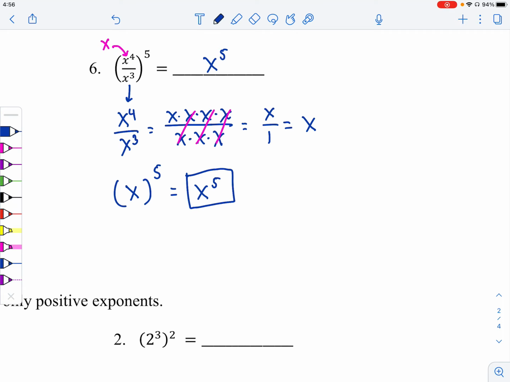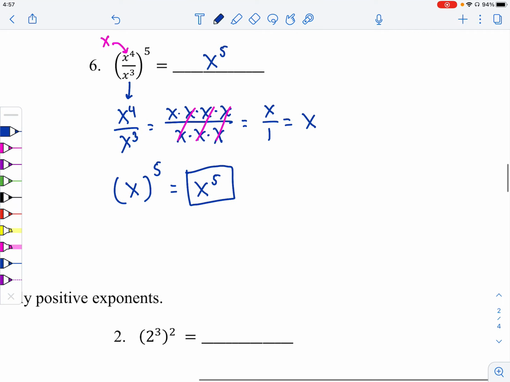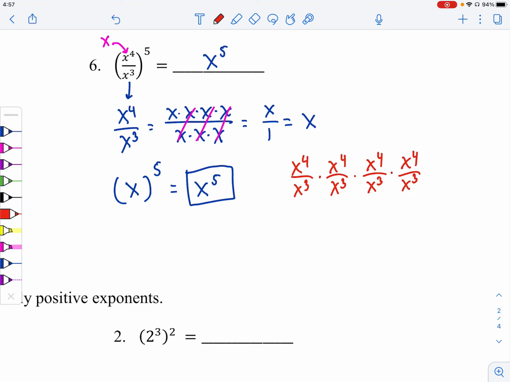Right, you could also write it all out and do it that way. Let me just show you. It'll work. Right, so you have x to the fourth. We have this 5 times. It's a lot of writing. So we're going to try shortcuts, right? So we have that 5 times.